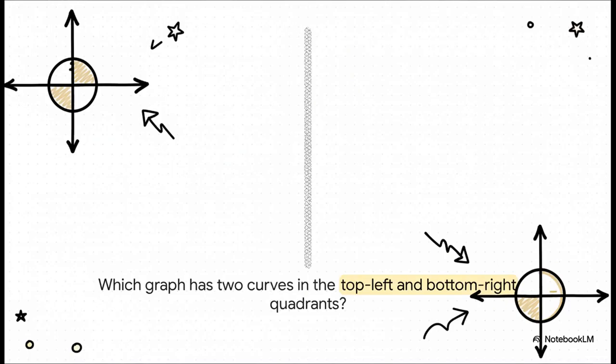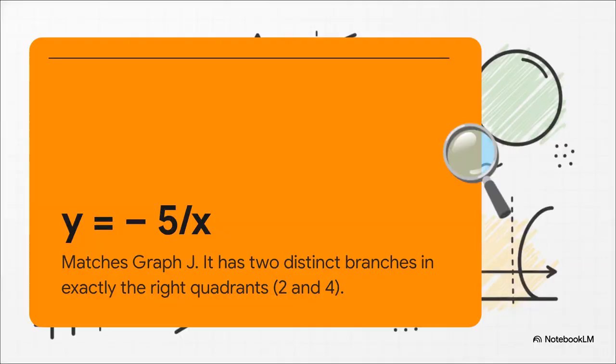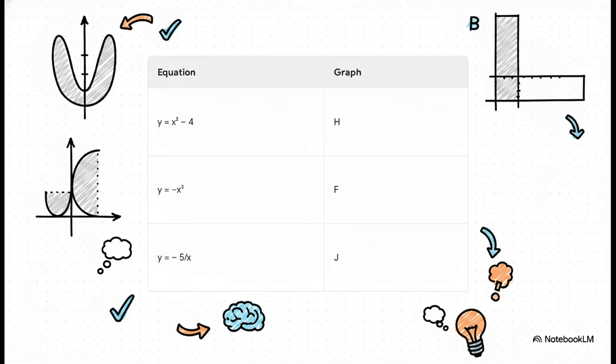Let's apply this to the grid one last time. We are looking for a graph with 2 separate branches, one in the top left, one in the bottom right. Scan the options that are left. Which one fits? Yep, that's right. It is graph J. It has those 2 distinct branches in exactly the right spots. And just like that, we've solved all 3 parts. So let's just recap what we figured out. The parabola is H, the cubic is F, and the reciprocal is J.